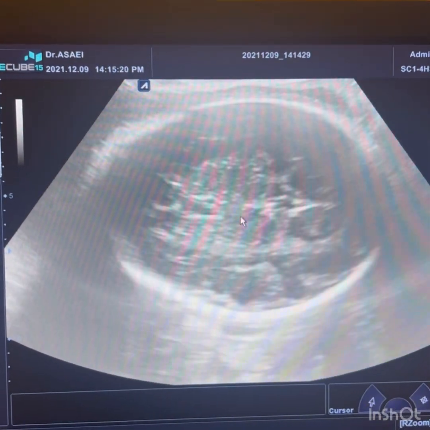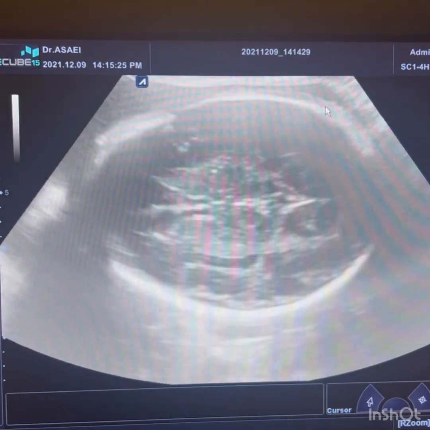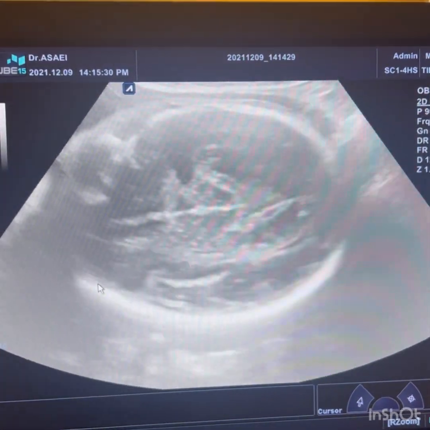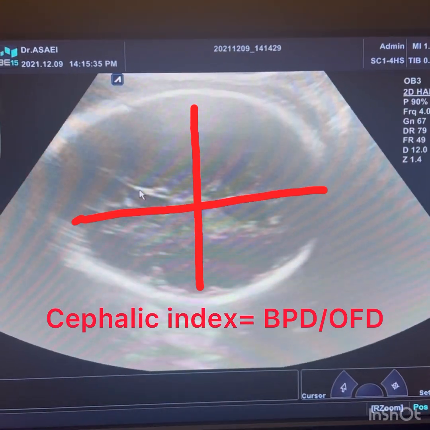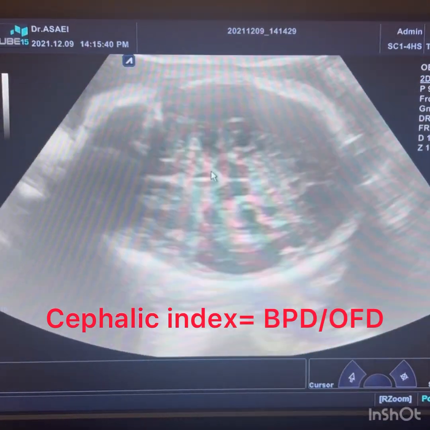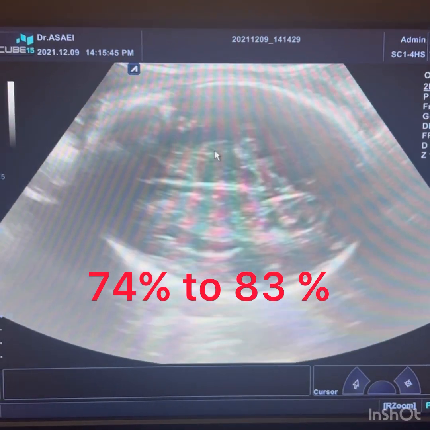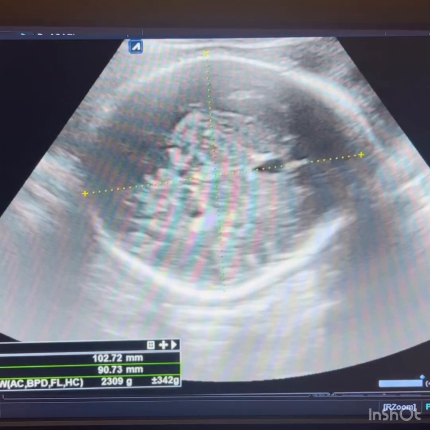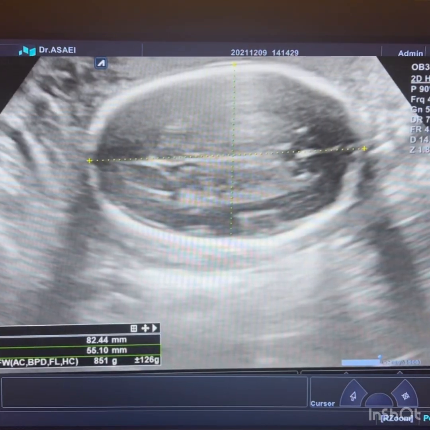To diagnose abnormal fetal head shape, we use a ratio called the cephalic index. The cephalic index is a ratio between the biparietal diameter and the occipitofrontal diameter. This ratio should be between 74% and 83%. An increased ratio shows brachycephaly and a decreased ratio shows dolichocephaly.